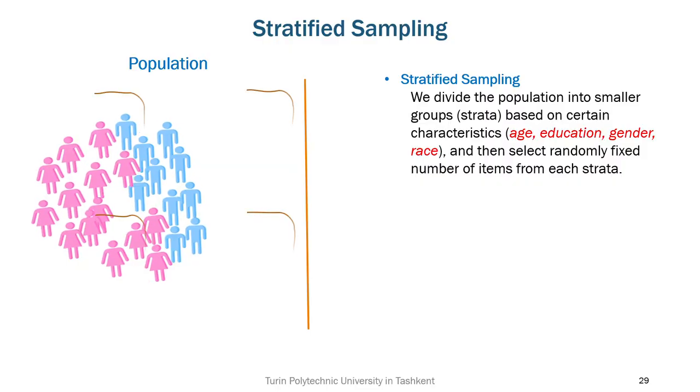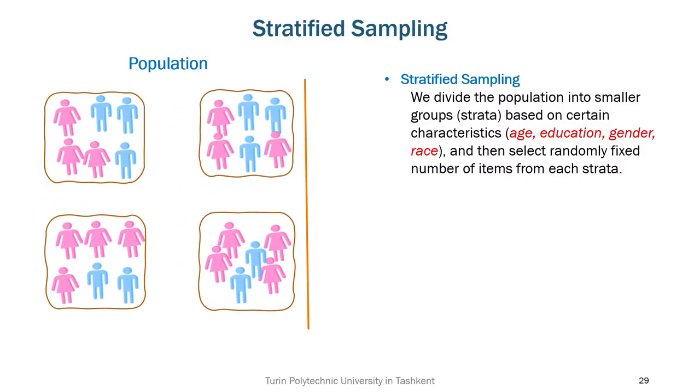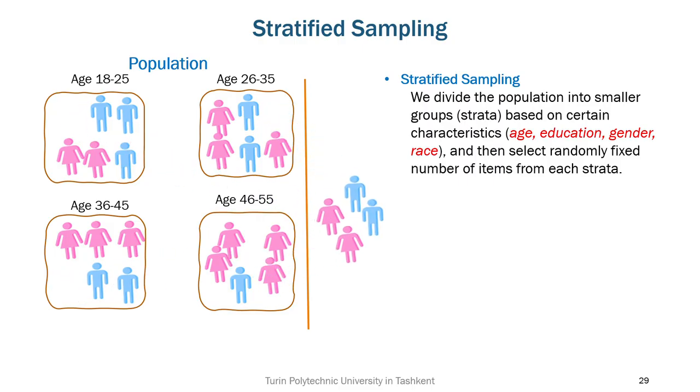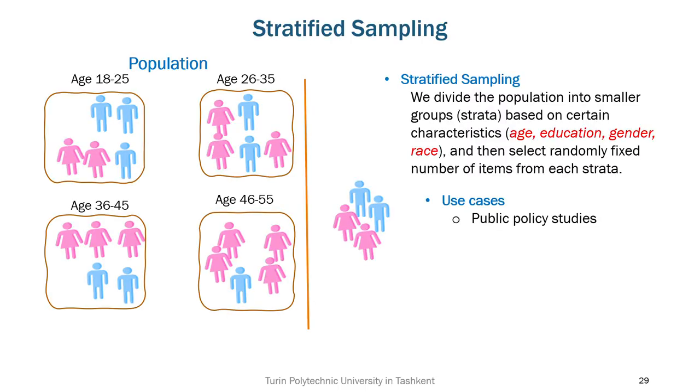We also have stratified sampling, when we divide our population into groups by some variables, like characteristics such as age, education, gender, or race. Like here we will divide this population into ages, and we will choose from this.